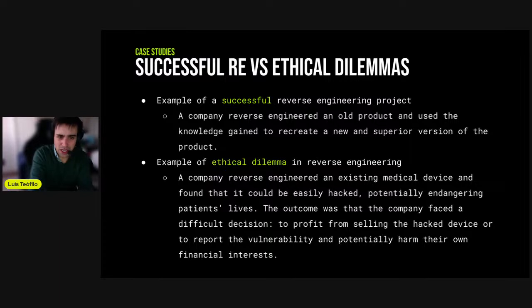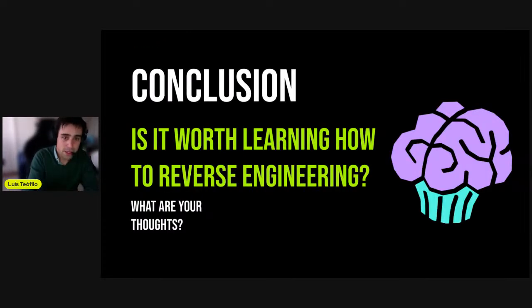So I was researching an existing product, and I found out that it could be dangerous. So should I profit by selling the new version? Of course, it's kind of unethical because it came from an already existing product. Or should I tell this to the general public and harm the financial interests of that company? So it's always a difficult decision, but these cases do happen.